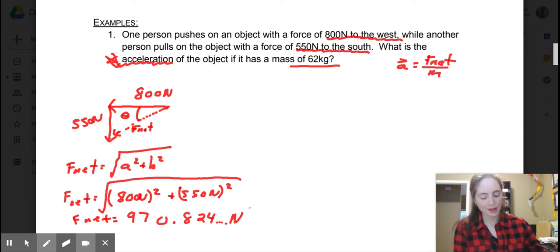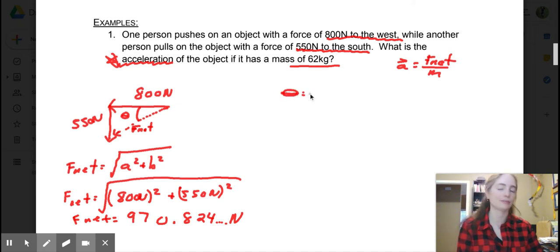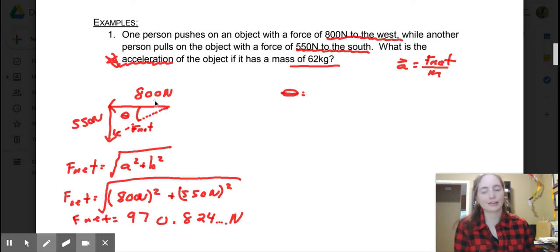Okay. Now, I'm going to find my theta. The theta of my force is going to be the same theta as my acceleration. So you can simply find theta with your forces. Now, in order to find theta, really, I could use sine, tangent, or cosine. It doesn't really matter at this point, except I'm going to use tan.